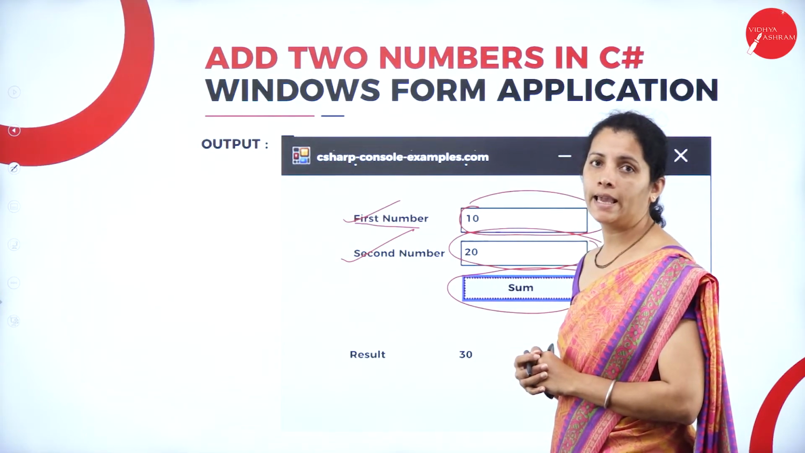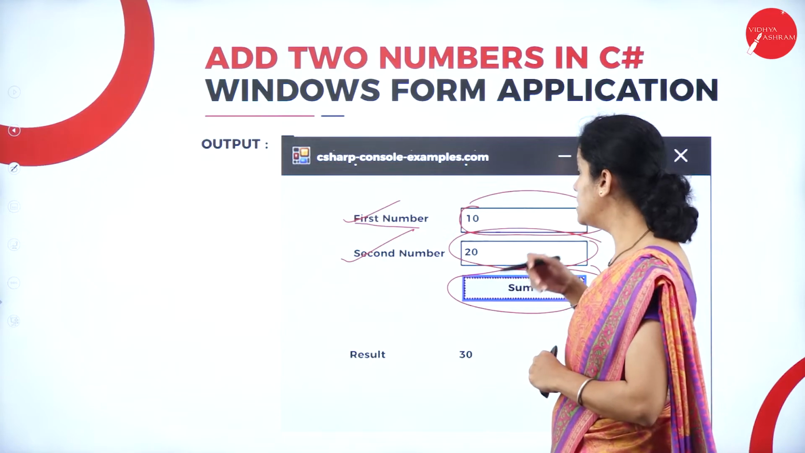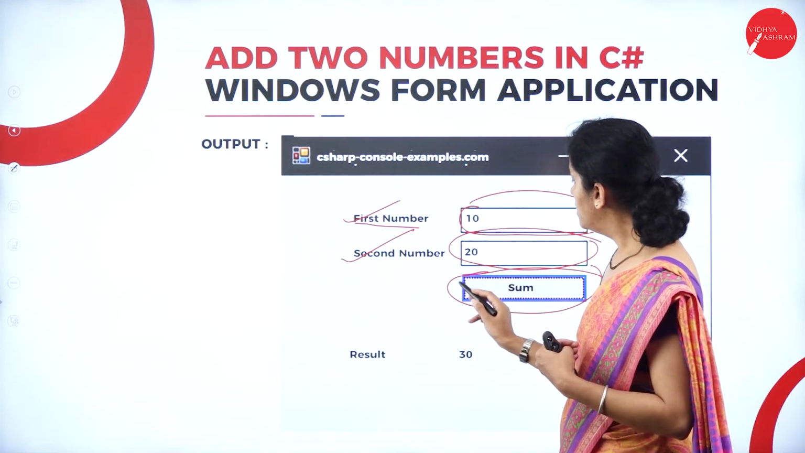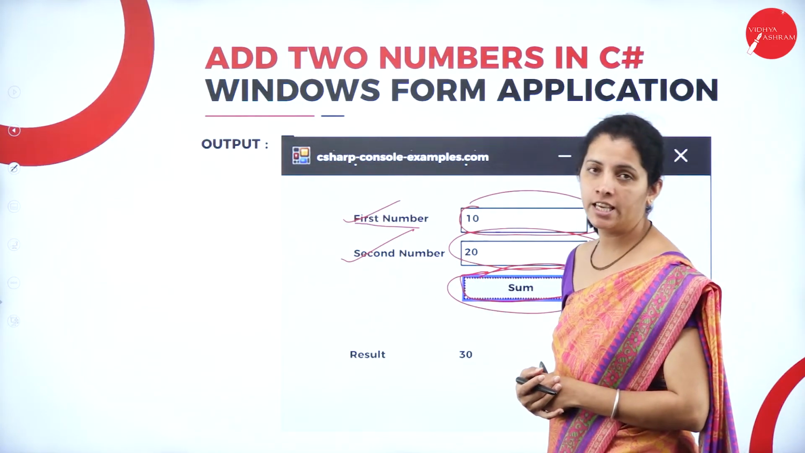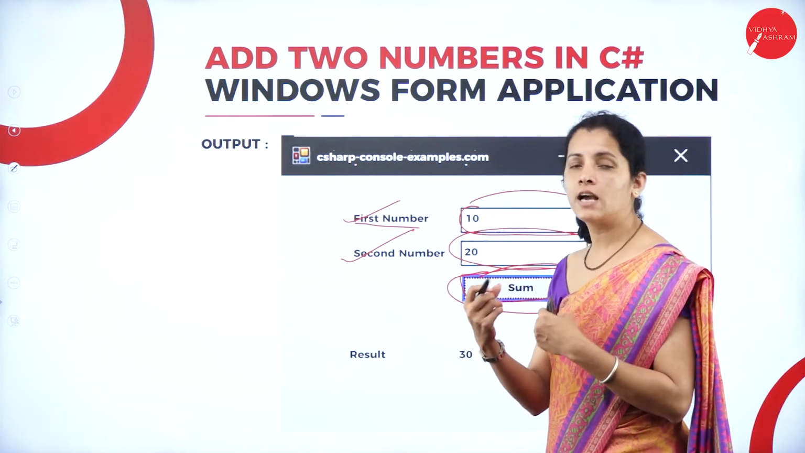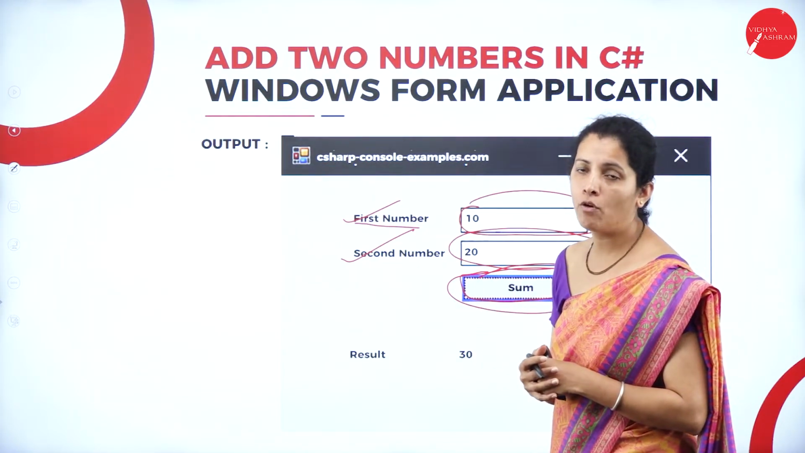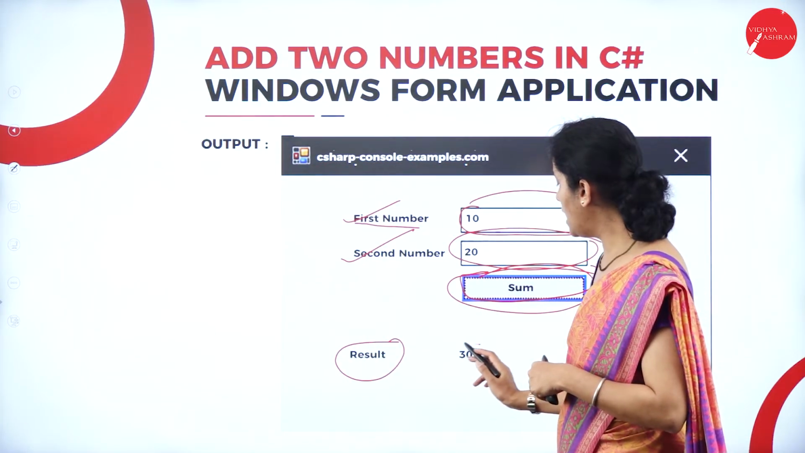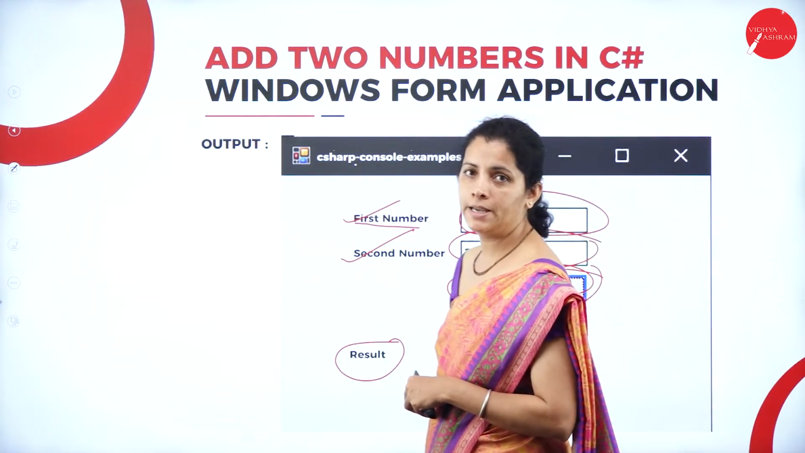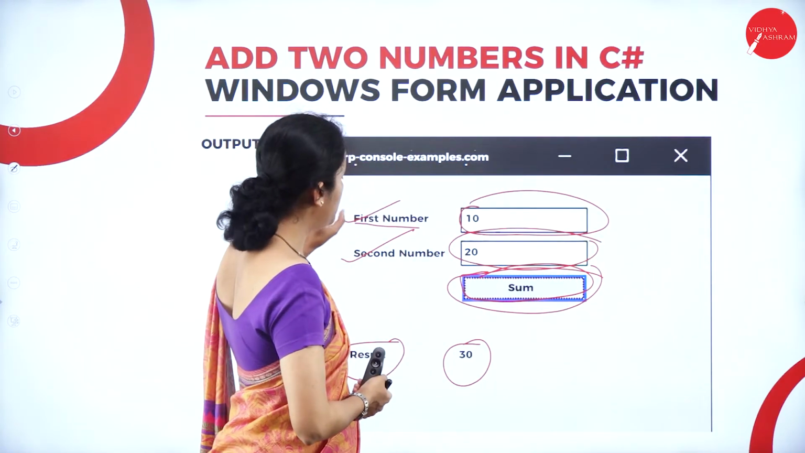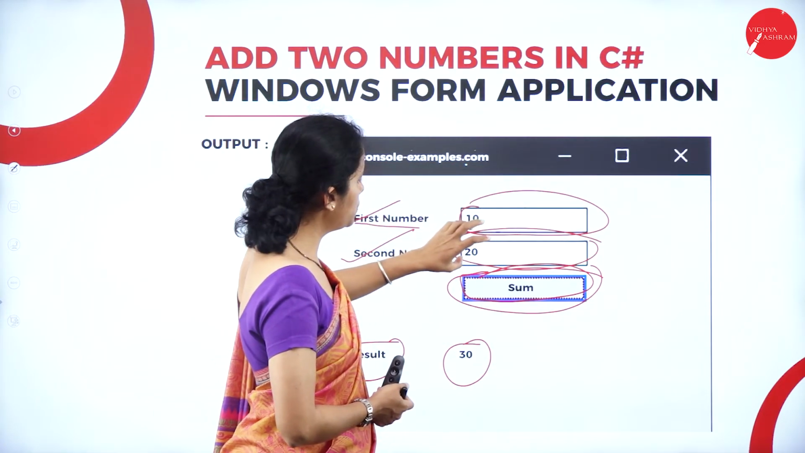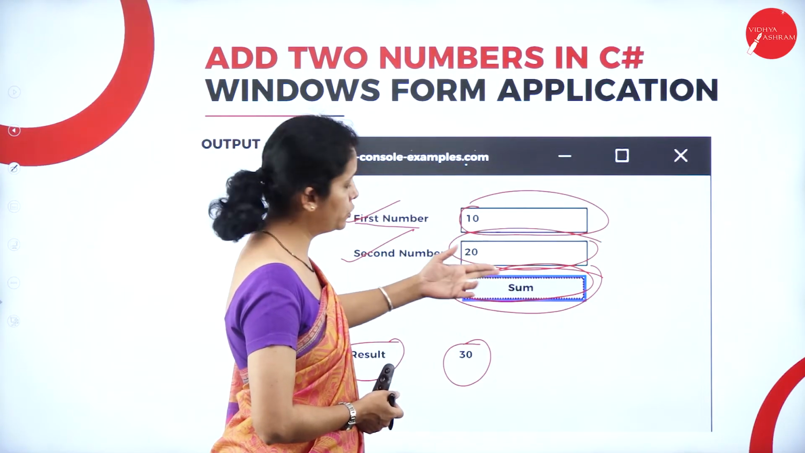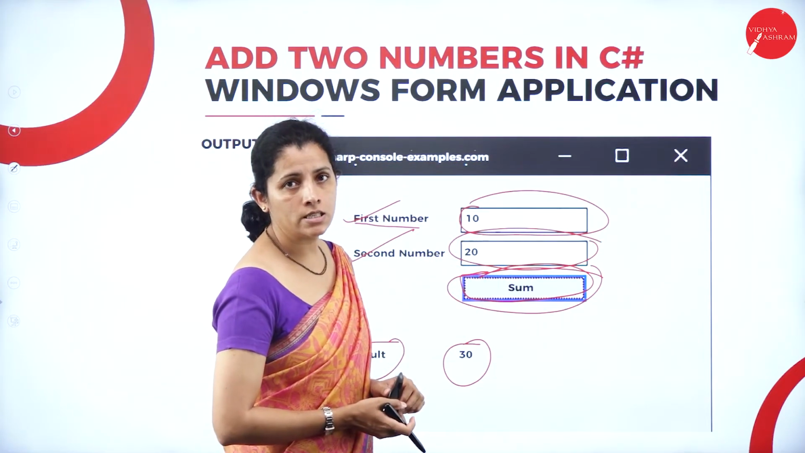So dear student, I can align and design the controls based on my wish. See here, I can change the color, the size of the font, the style of the font, etc. And this is my other label, result, where I'm going to display the output 30. So dear student, see, number 1 is 10, number 2 is 20, and Sum. When I click the button Sum, what's going to happen? It's going to display the result.